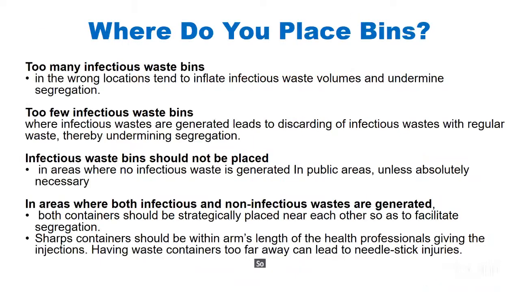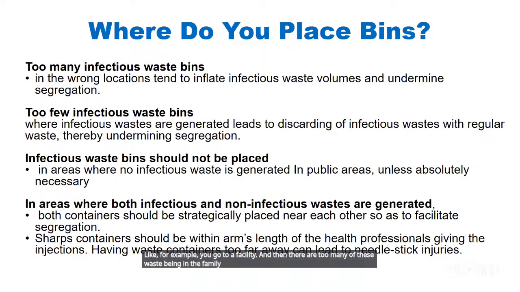So where do we do this? We have too many infectious waste bins. For example, you go to a facility and then there are too many of these waste bins in the facility, meaning that they don't do the disposals as required. In the wrong location, these tend to inflate infectious waste volume and undermine the segregation.